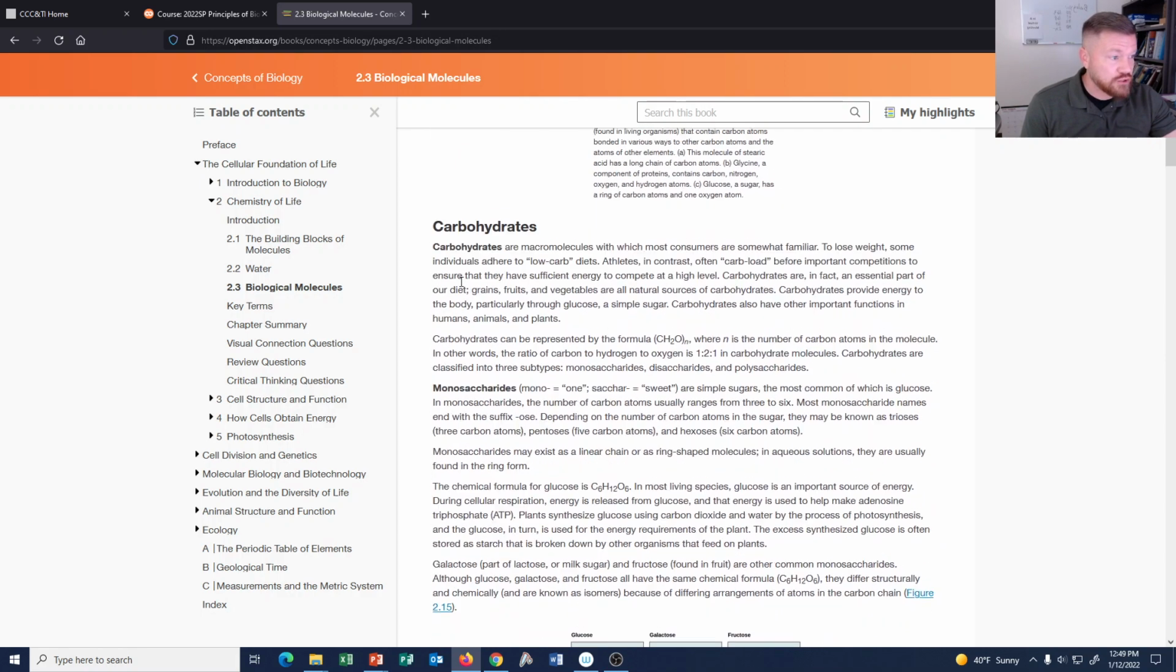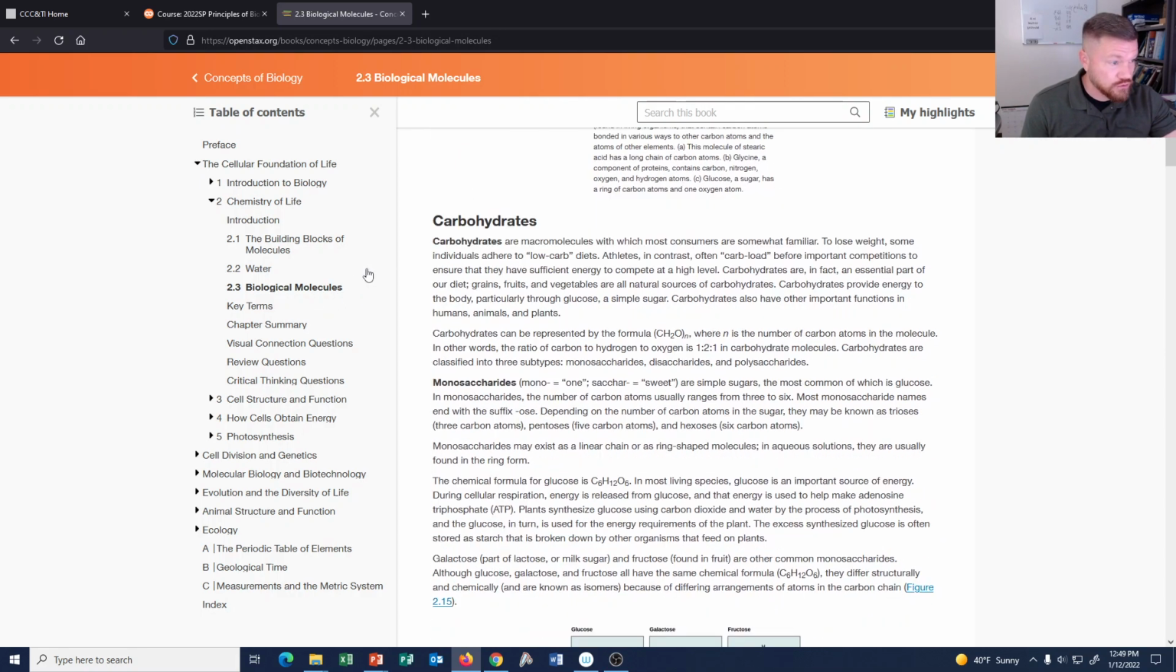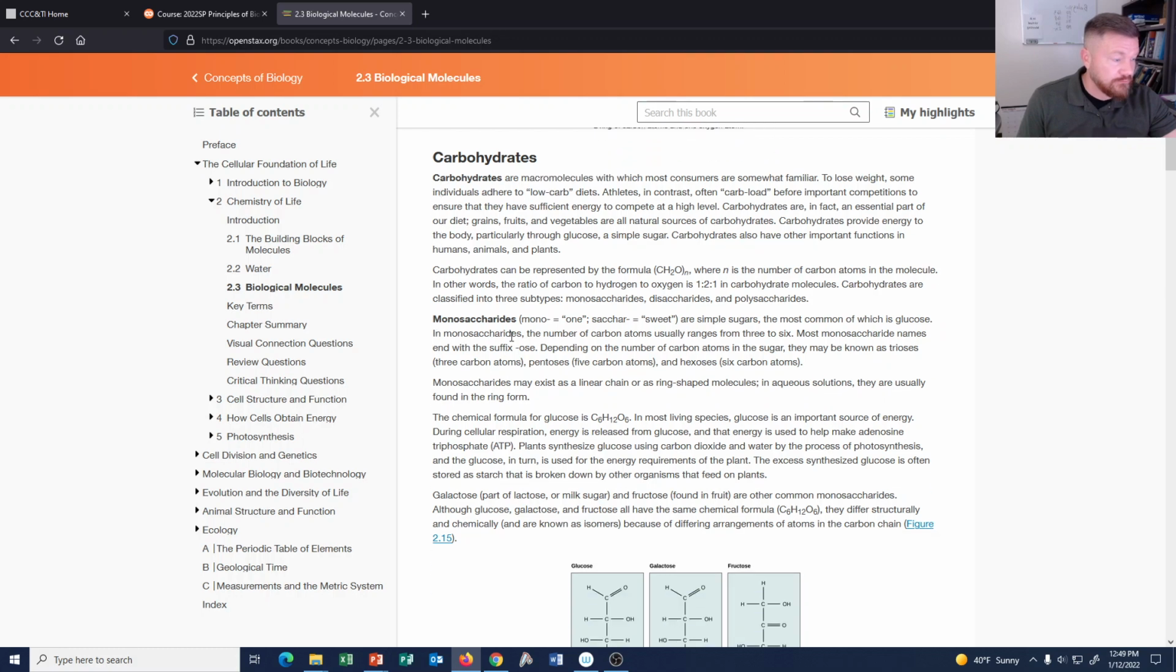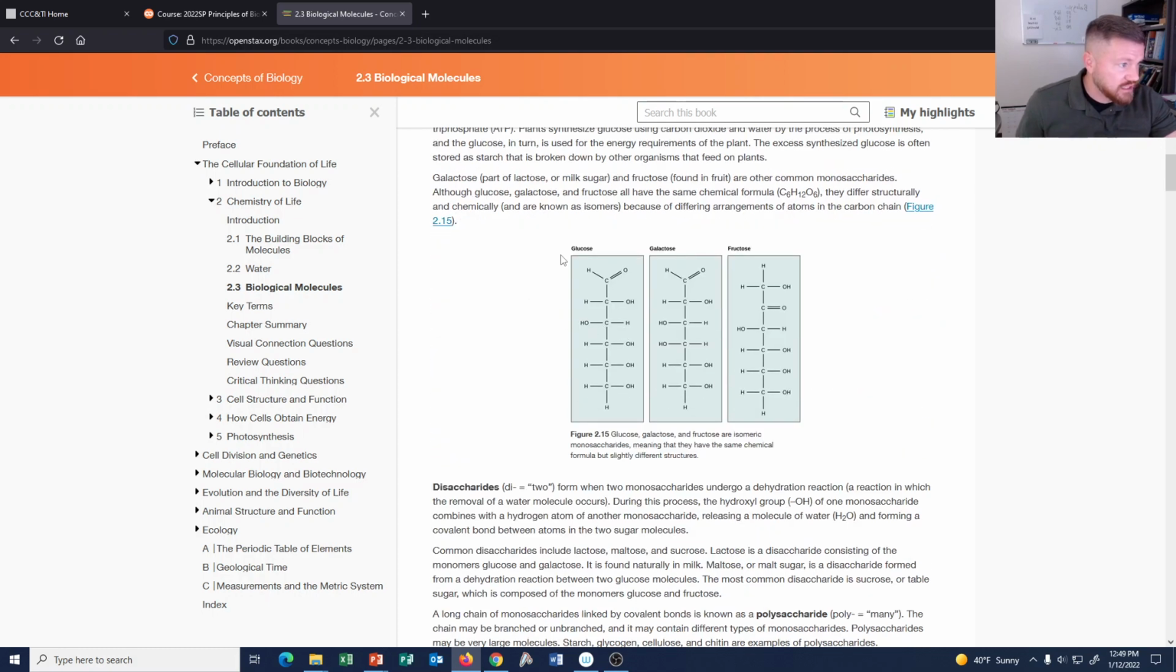So one of the major macromolecules or biological molecules are carbohydrates. Carbohydrates are things like sugars and starches. The simplest is a monosaccharide, mono for one, saccharide for sugar. These would be things like glucoses or fructoses. Glucose is hugely important to us because our mitochondria break them down and release a lot of ATP.